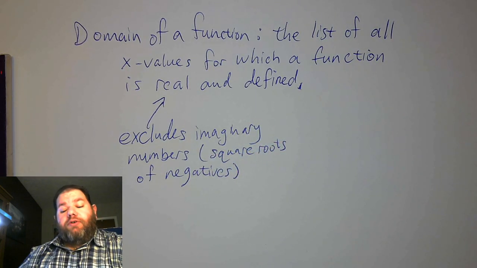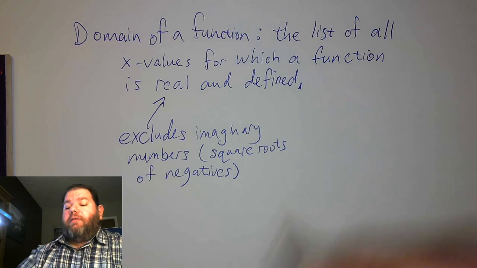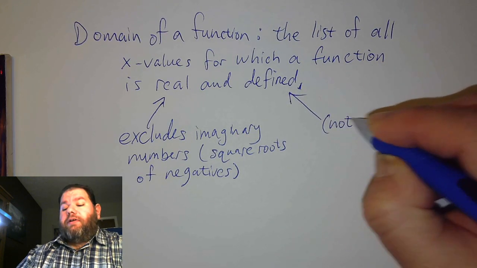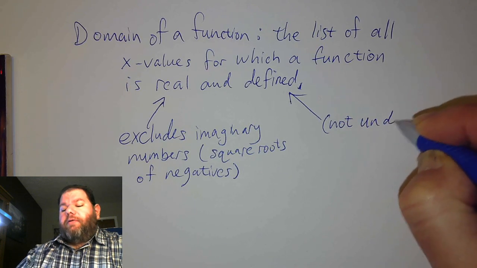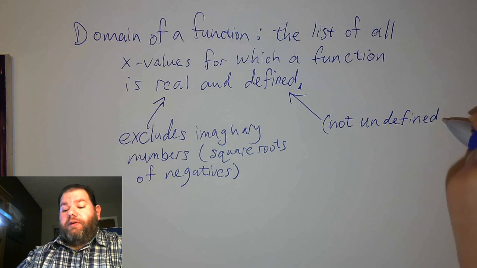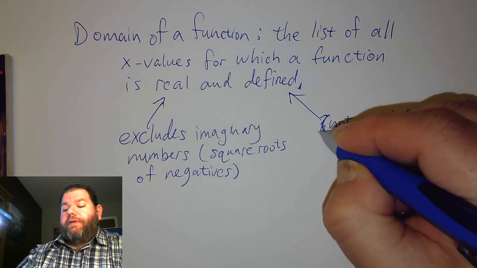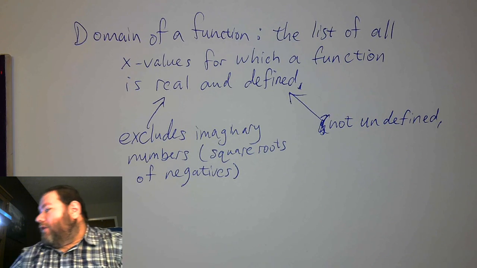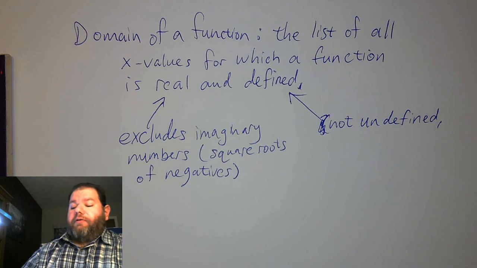And when we say a function is defined, that means quite literally it's not undefined, which is not great English from a traditional standpoint. I think I need parentheses there. But when we say something is not undefined, it means we don't divide by zero.